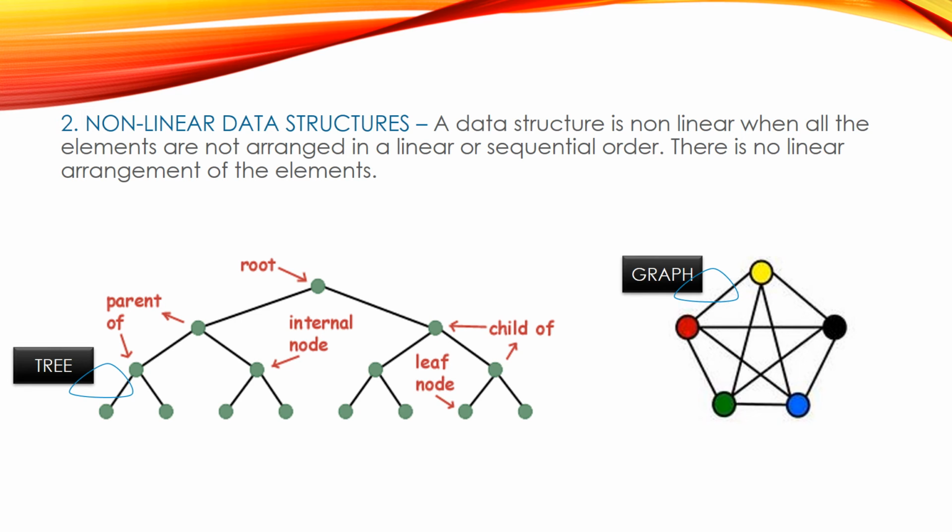A data structure is a nonlinear data structure when all the elements are not arranged in a linear or sequential order. There is no linear arrangement of the elements. Here we can see two examples. One is tree data structure and another is graph data structure. So in both the data structures, each node has one predecessor but does not have just one successor. Rather, it has two successors. So the arrangement is not in a linear or a sequential manner.